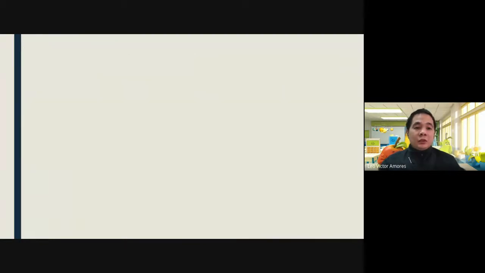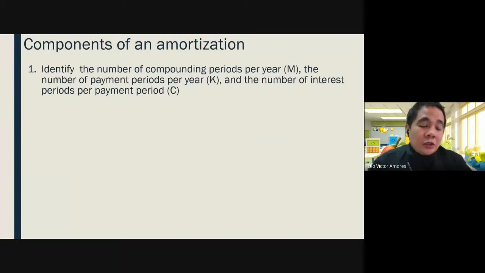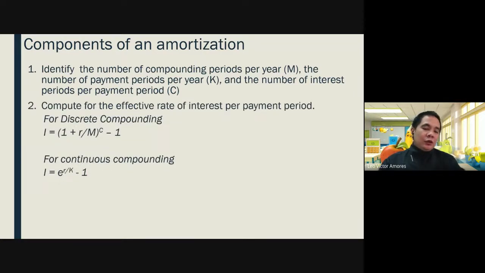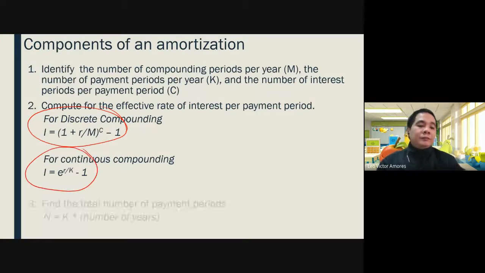Okay? So, for example, components of an amortization. Number one, identify the number of compounding periods per year, the number of payment periods per year, K, and the number of interest periods per payment period. You can compute this by using the two equations. So if the problem is a discrete compounding, wherein it is compounded quarterly, with monthly payment, you have to compute it using this one. But if it is on a continuous compounding, you can use the formula below.